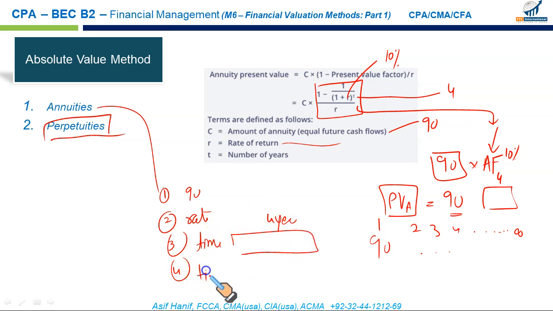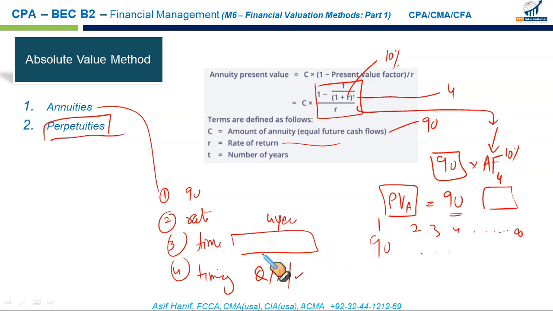And the next, the fourth assumption, is timing. Timing means when do you receive the cash flow or when do you pay the cash flow? Cash flow could be inflow, it could be outflow. So timing means, is it the yearly cash flow occurring at the end of the year? Is it the quarterly cash flow? Is it the monthly cash flow? Is it the payment to be made right now, or is it the payment to be made at the end of every year?